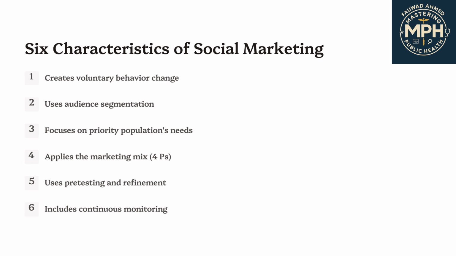Third is, six key characteristics make social marketing unique. 1. It creates behavior change that benefits individuals and society. 2. It uses audience segmentation to tailor efforts. 3. It focuses on the priority population's needs and wants. 4. It applies the marketing mix: product, price, place, and promotion. 5. It involves pretesting and refining strategies. 6. It includes continuous monitoring and evaluation. Social marketing is not just promotion. It's a complete planning approach focused on understanding the audience and offering them something they value.